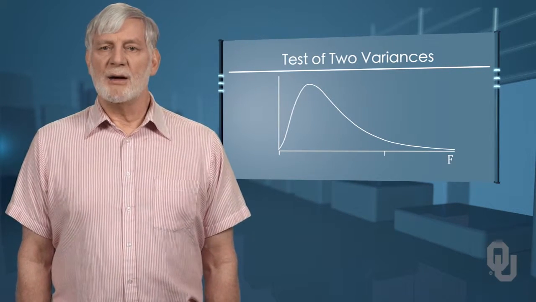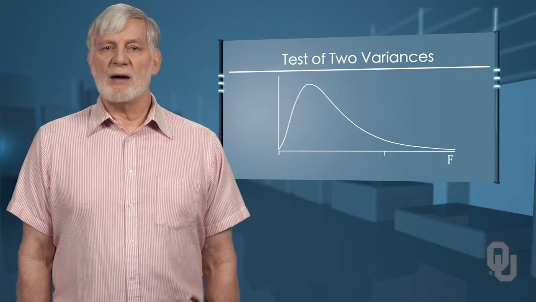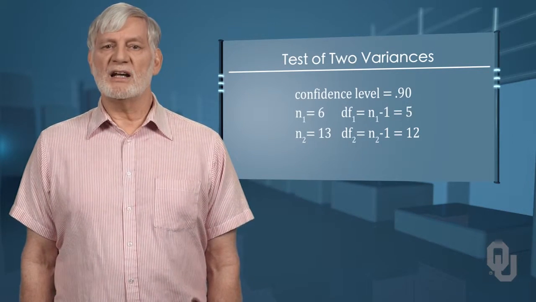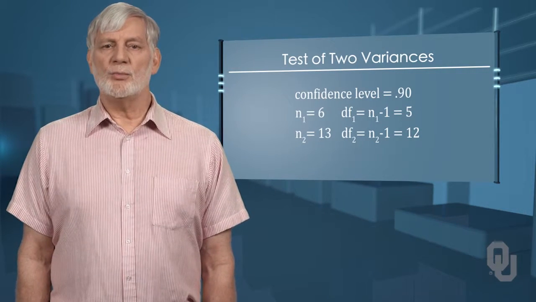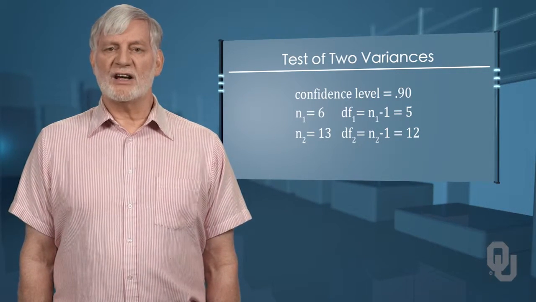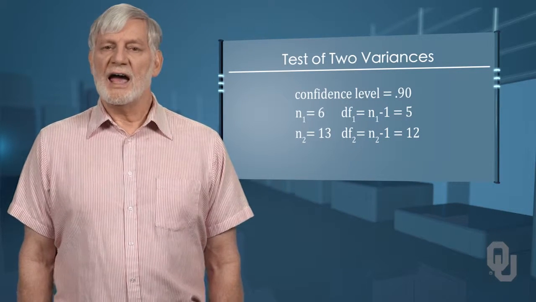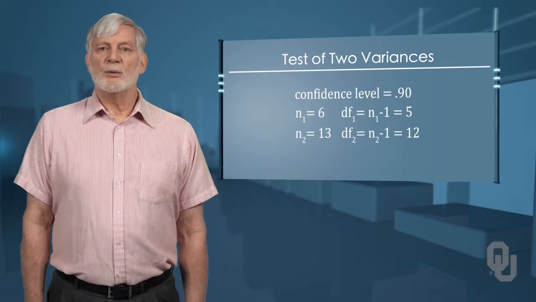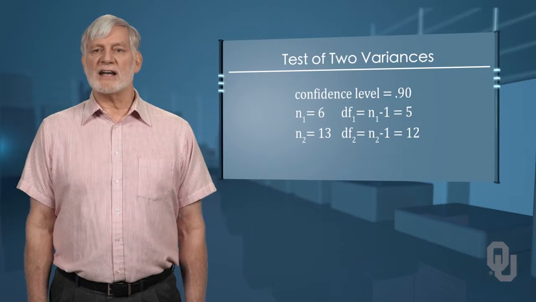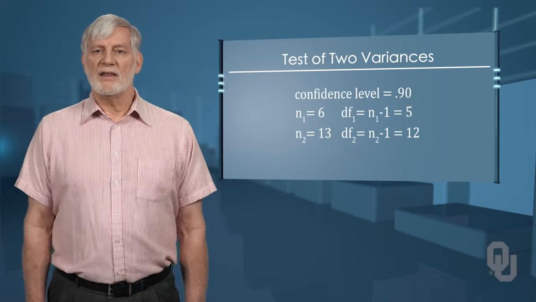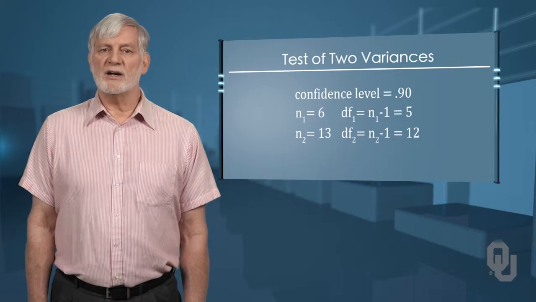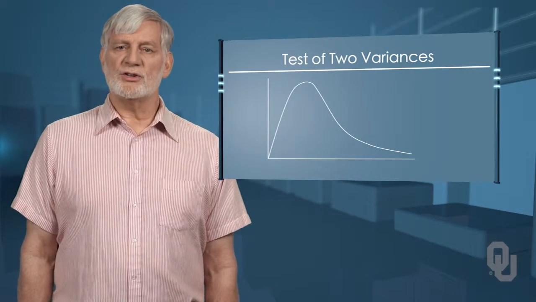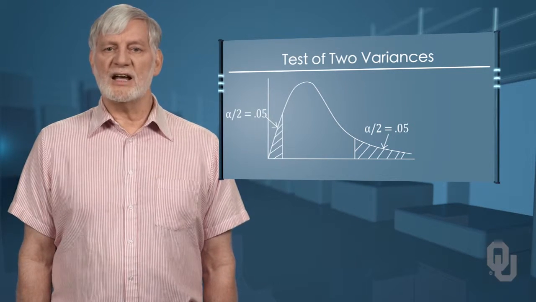As an example, imagine that we have sampled two groups, and we want to know if they have different variances. And we want to have a 90% level of confidence. If group 1 has a sample size of 6, N1 equals 6, and group 2 has a sample size of 13, N2 equals 13, we can calculate the degrees of freedom by subtracting 1 from each sample size. This gives us the degrees of freedom for the numerator and the degrees of freedom for the denominator. We draw the F distribution and mark the alpha level in each tail.